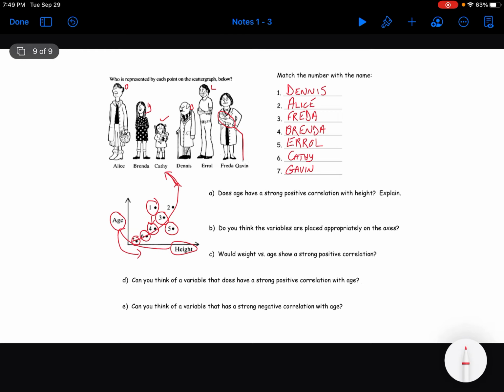So can you think of a variable that has a strong positive correlation with age? Can you think of one that has a strong negative correlation with age? So these are things that you would think about. Strong positive correlation with age, we just talked about a bunch. You could say like head size, hair. A strong negative correlation with age, you could say hearing. You lose your hearing as you get older. Okay, so those are some things that we can look at.